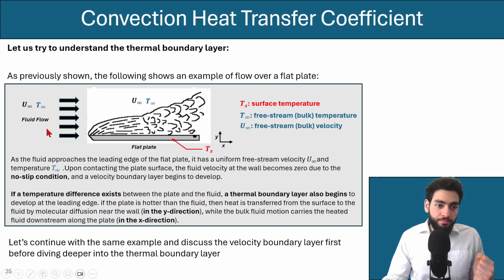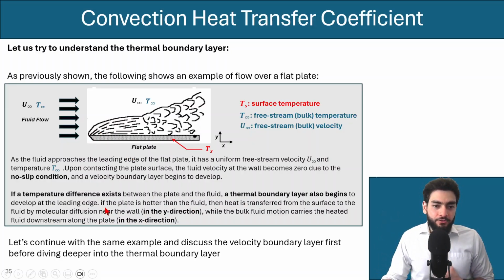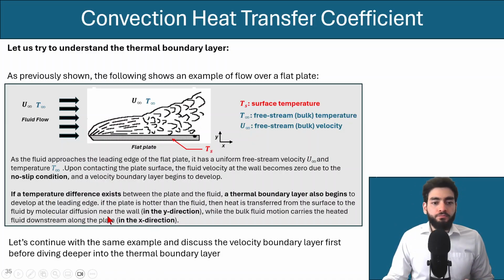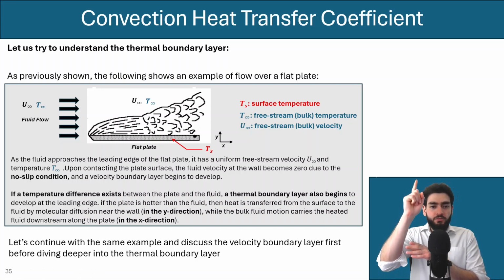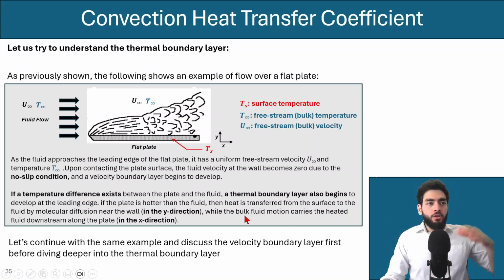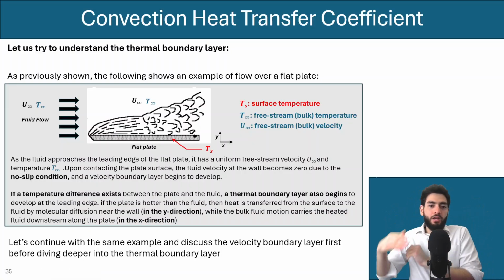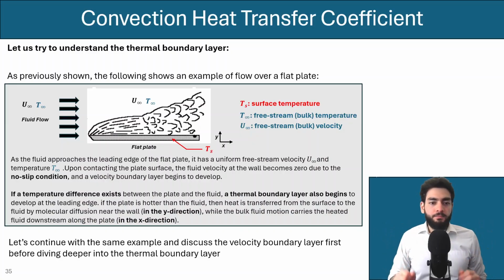In terms of the fluid temperature, if a temperature difference exists between the plate and the fluid, then you also have a thermal boundary layer that begins to develop at that leading edge. Now, if the plate is hotter than the fluid, then the heat is transferred from the surface to the fluid by molecular diffusion, and it begins at the surface and propagates in the y direction. And then you also have the bulk fluid motion that carries that heated fluid downstream along the plate in the x direction. So we're going to look at these two components of the heat transfer.